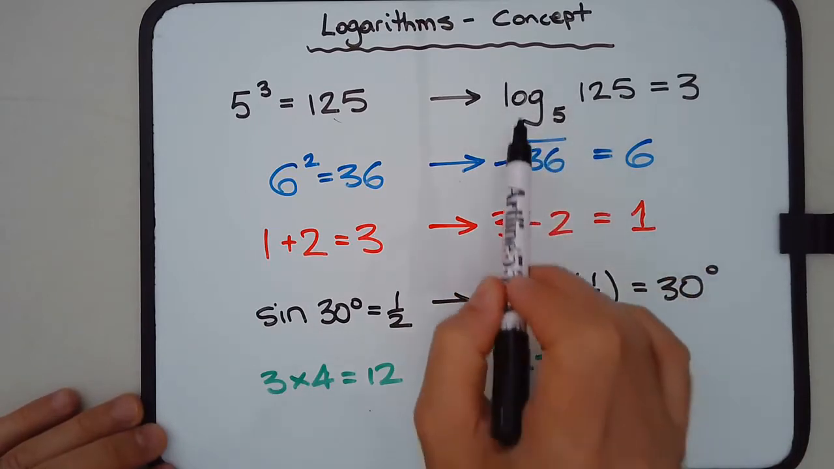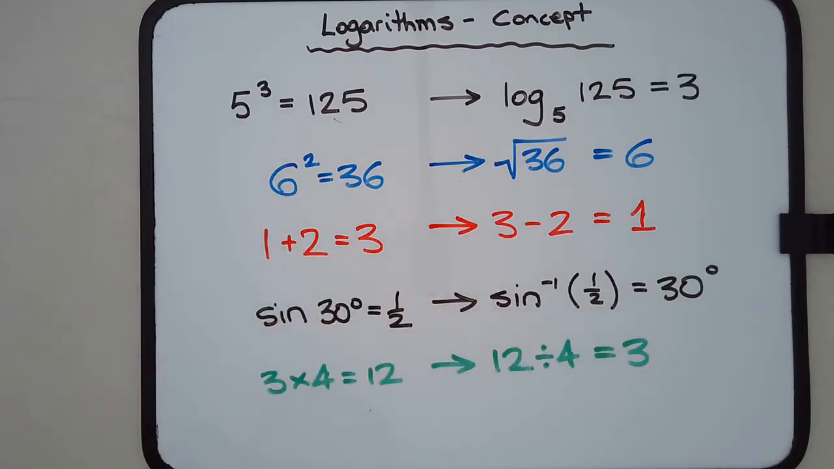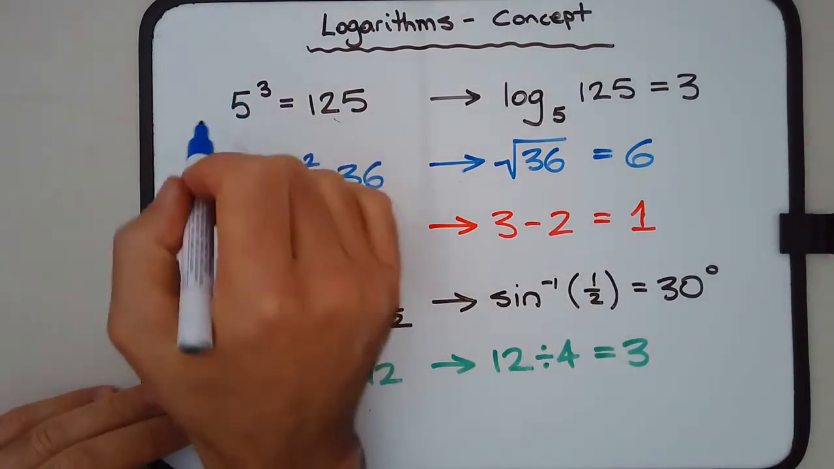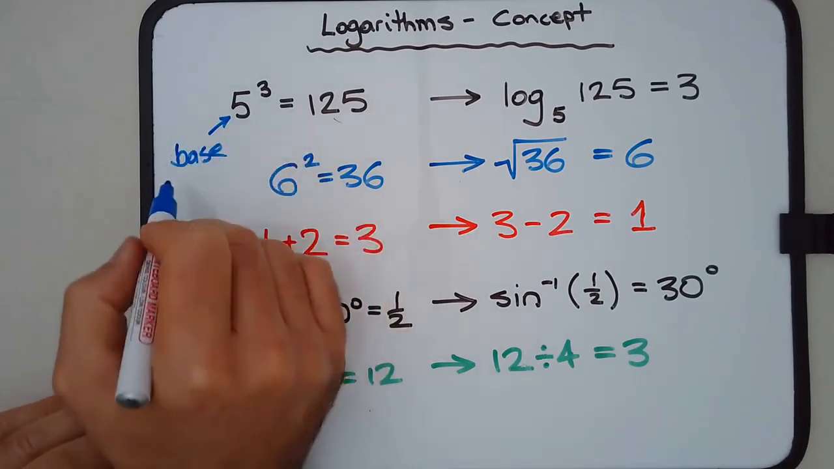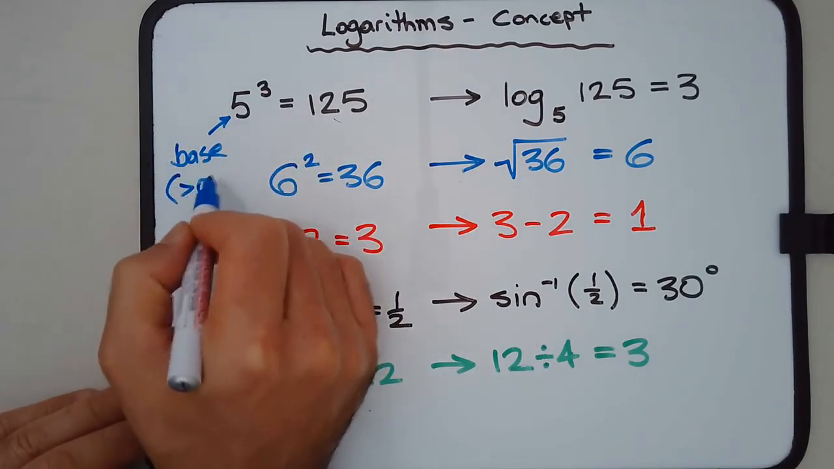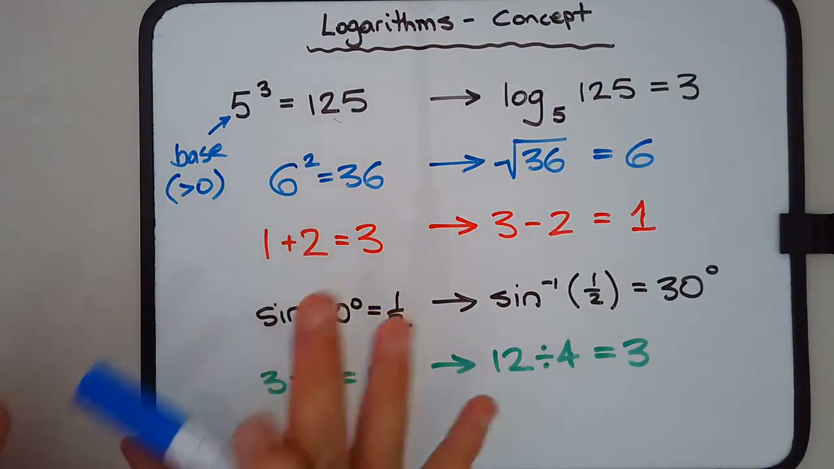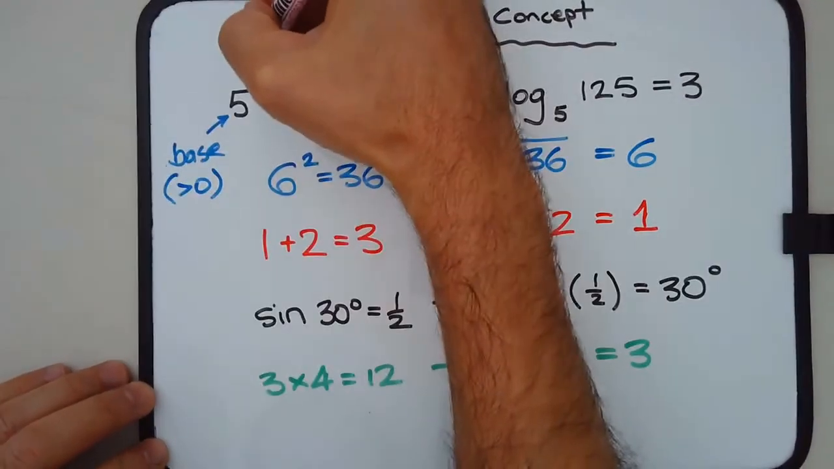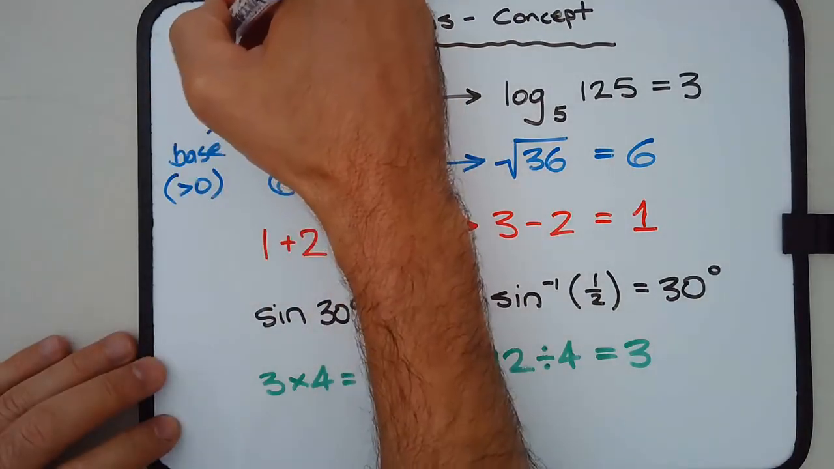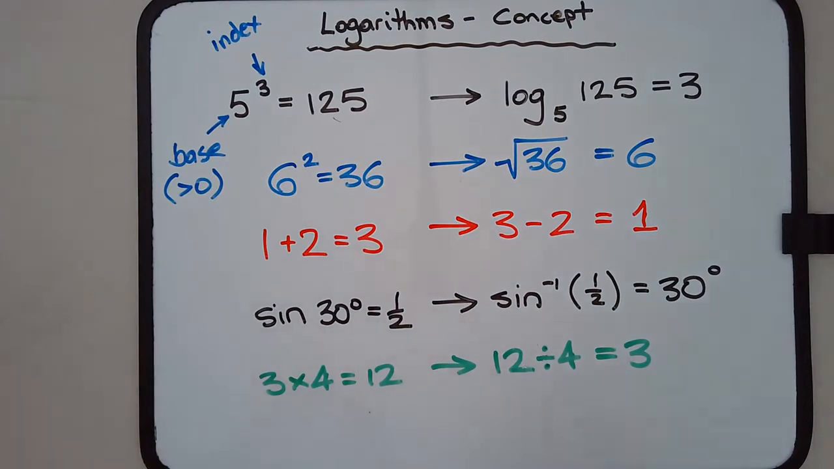So a logarithm looks like this. We start off with the word log. The little number after the log is in fact the base. If you recall from indices, the large number here is called the base, and the base actually has to be greater than 0, by the way. It has to be positive. We don't deal with negative bases in this topic, so it doesn't make too much sense. The 3 is the index. It could be called the exponent or the power, there are a few words to describe that, but we'll just call it the index for now.